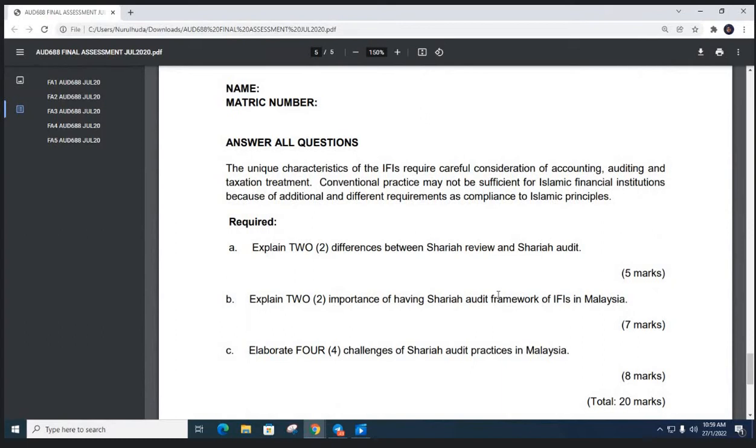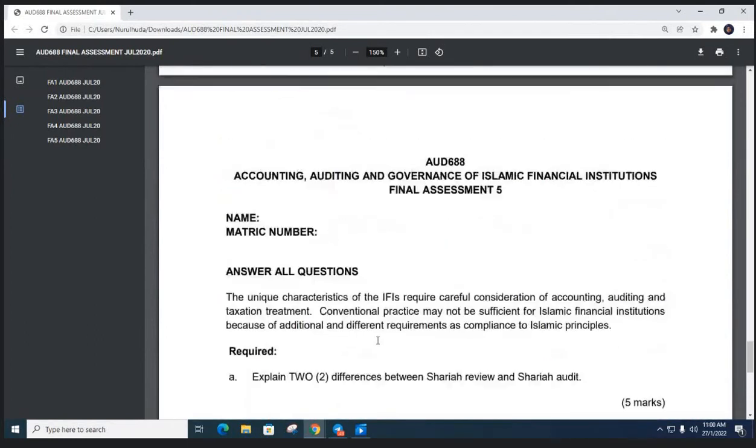4 challenges of Sharia audit practices. Ini pun soalan ni memang banyak kali ditanya macam-macam ya. Of course, limited human capital, unavailability of educational higher learning institutions that offer programs of Sharia audit, the requirement to fulfill the competency of Sharia auditor, which is they should have knowledge in Sharia and accounting. Susah nak cari people that have both types of qualification. Okay, so that's it. Any question untuk July 20?